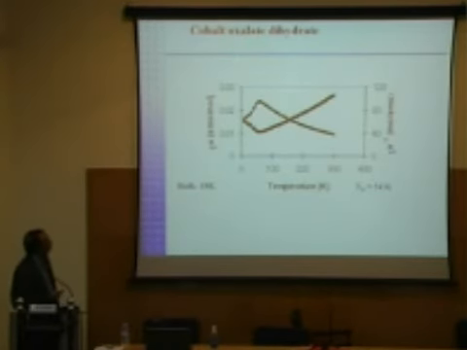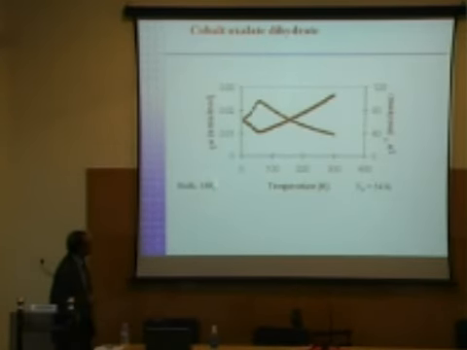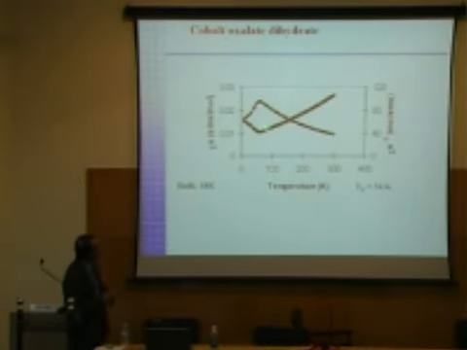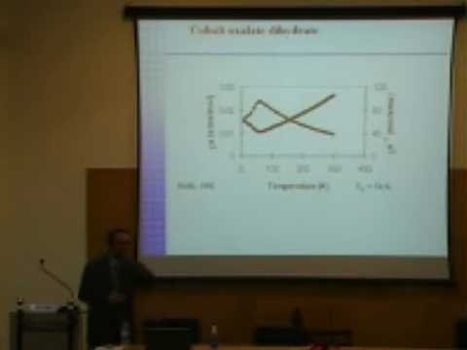Here is a cobalt oxalate dihydrate. When you look at the bulk material, it has the 18 Kelvin antiferromagnetic transition, but when you make it nano, you see an enhancement in the TN. So in one case, the TN goes down as you bring the size down. In the other case, as you bring the size down, the Néel temperature goes up. That's very fascinating.